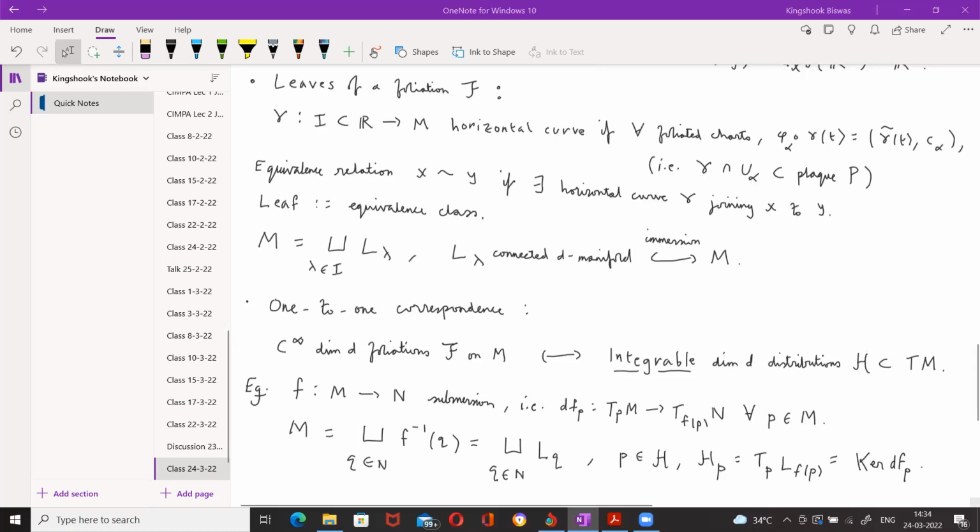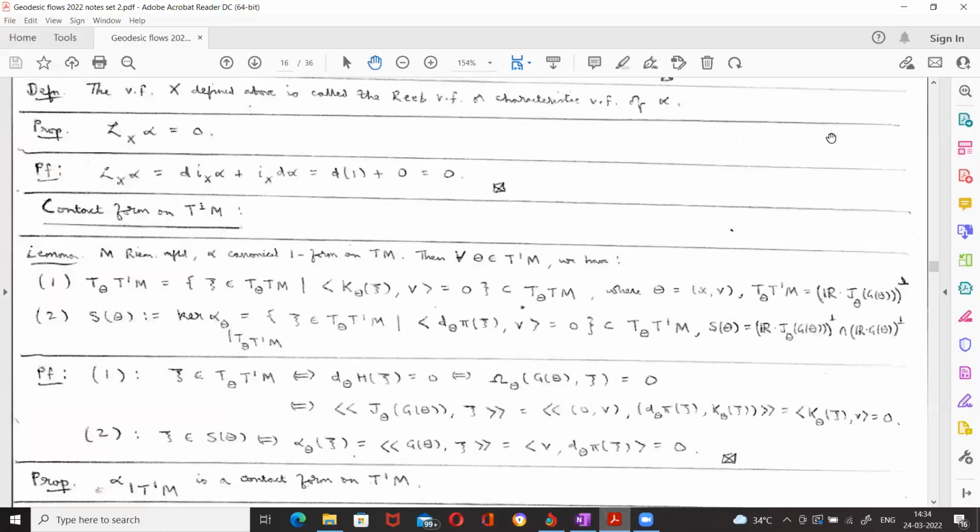All right. So now let's come back to really what is the other side of the picture, which is the maximally non-integrable distributions, right? The distributions which are as far from integrable as possible, right? And those will be the contact distributions. Okay. So that's what we were talking about last time.